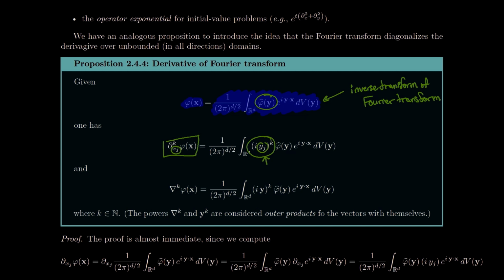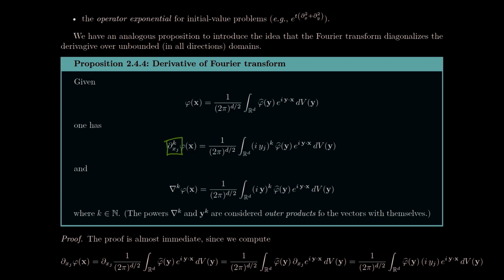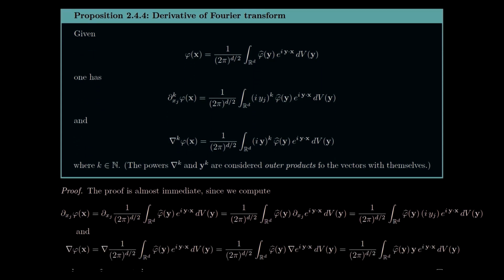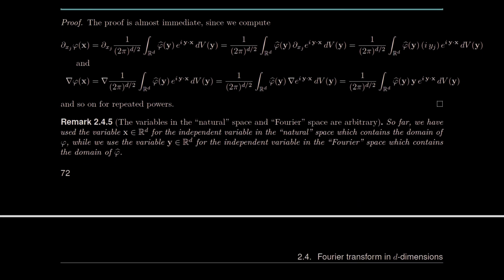So this is the same sort of property we saw before, that derivatives in the regular space are now powers in the Fourier space. And we can do the same thing as before with gradients, and that powers of the gradient are powers of the vector in the Fourier space. So this is the same idea of diagonalization of the derivative, and the proof is the same as before.